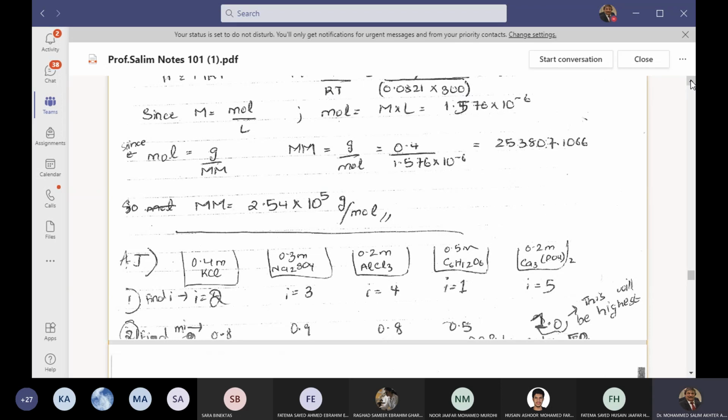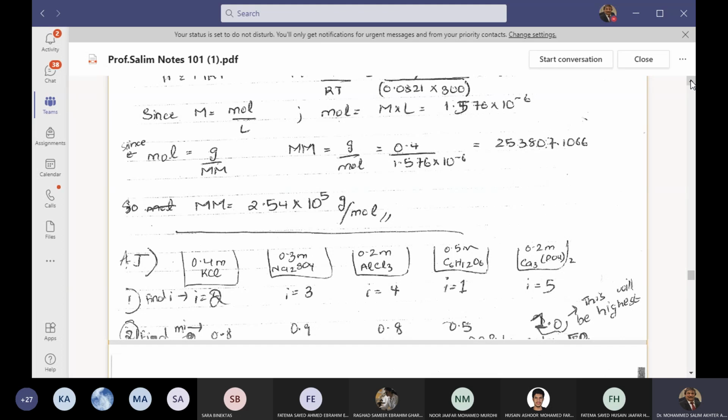What is the value of i? 4. Why 4? I will repeat. Which formula am I going to use? Delta Tf equals Kf times small m times i.